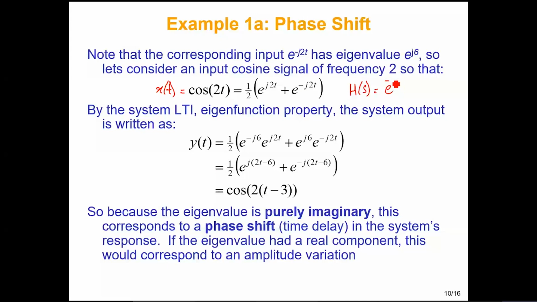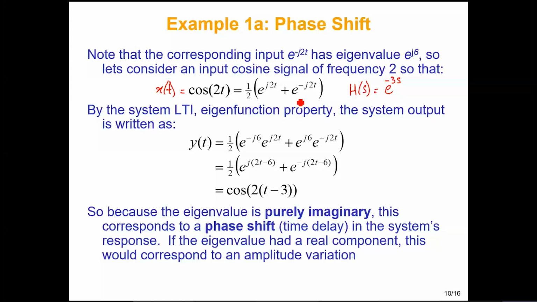So if we have the input as cosine 2t, what we need to do is first of all break this x of t into complex exponentials, as Euler showed us. So we can really simply break it up into complex exponentials, and it will be e raised to the power of j2t plus e raised to the power of minus j2t, with a half outside. So this is going to be the complex exponential representation of cosine.